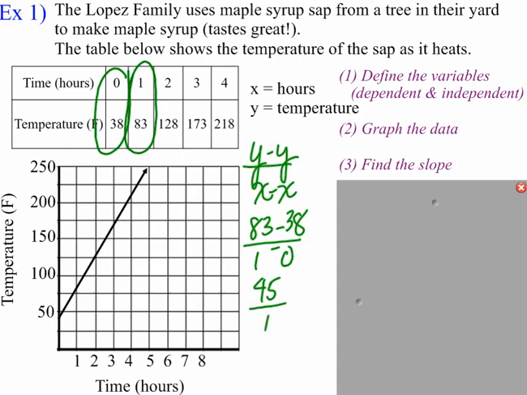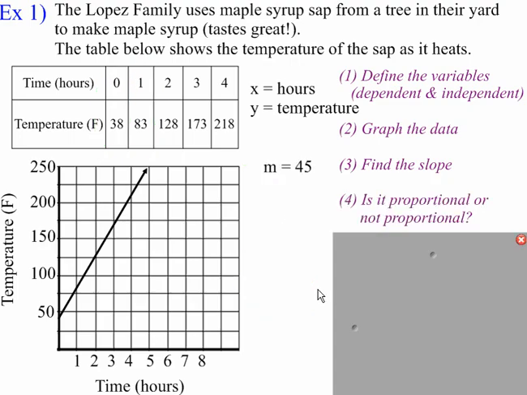We have to remember that every number represents a situation. So for us, this 45 over 1 means that it's going to be 45 degrees Fahrenheit every time 1 hour goes by. So as the sap is sitting on a stove, as it's getting hotter, every hour that's going by, that temperature is going to climb by 45 degrees Fahrenheit.